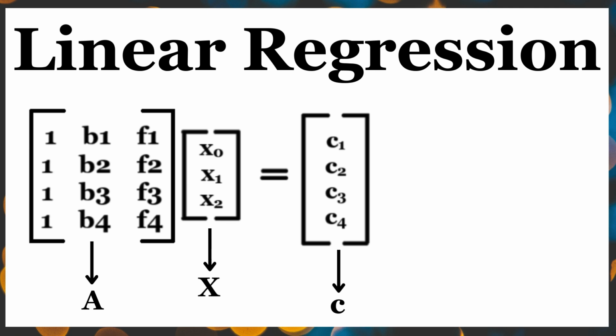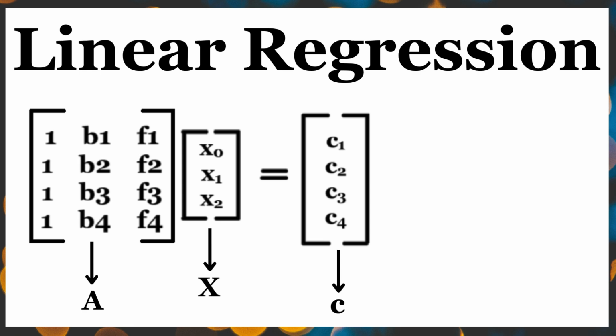Let me tell you why we have used this vector of ones first. If you notice, all the b's in the second column are connected to the coefficient x1. And all the f values, f1, f2, f3, f4, are connected to the coefficient x2. But is x0 connected to any variable? No, it's just a straightforward constant value, which is why, so that x0 can be used in each equation, we add a vector of ones.